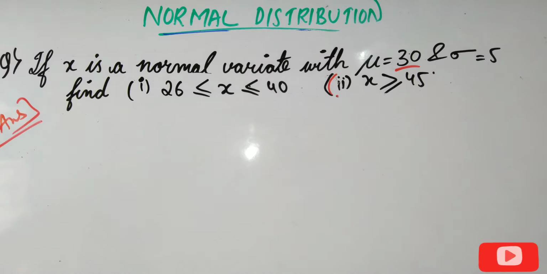Hello guys, we are back with one more problem based on the normal distribution. Now, x is a normal variate with mu equal to 30 and sigma equal to 5. We have to find the probability of x which lies between 26 and 40, and the probability of x which is greater than or equal to 45.